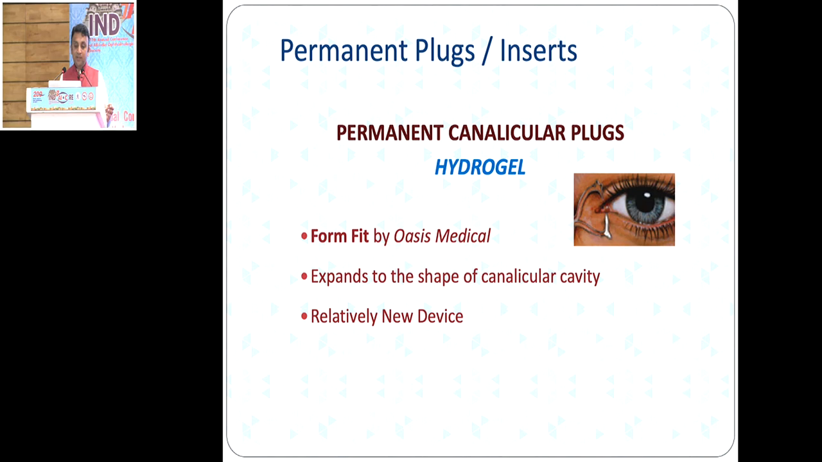So I remember one such case when I was doing my fellowship at Johns Hopkins Wilmer. We put this in, and I was the culprit, and I didn't do syringing before. And the patient, after a month, came with acute dacryocystitis. So remember, this is not an option. If you want to do punctum plugging, you must do syringing before.